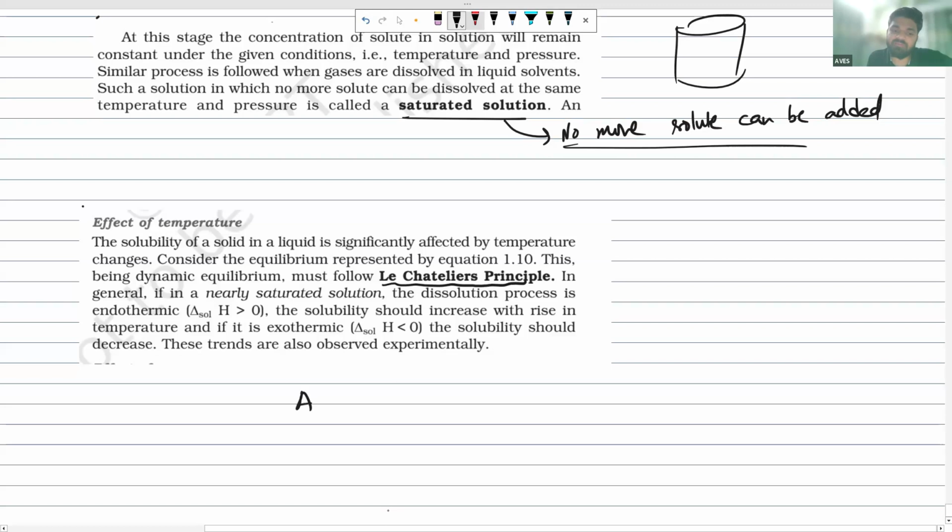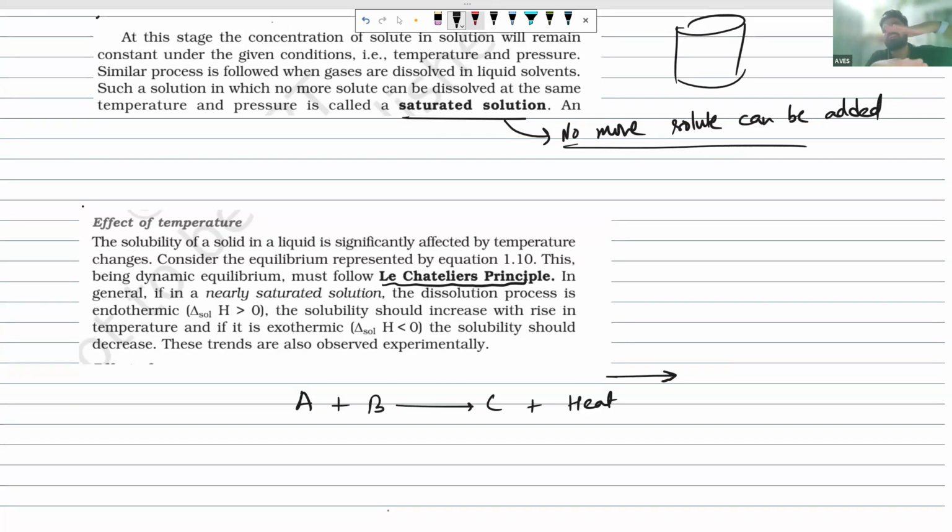Le Chatelier says that, for example, in a reaction where A plus B gives C, and it results in the formation of heat, meaning heat is released during the reaction, like when you are dissolving something and heat is being released, that reaction will proceed further if you remove the heat. This means the reaction will keep moving in the forward direction if you remove the heat, for instance by keeping something that starts absorbing the heat.